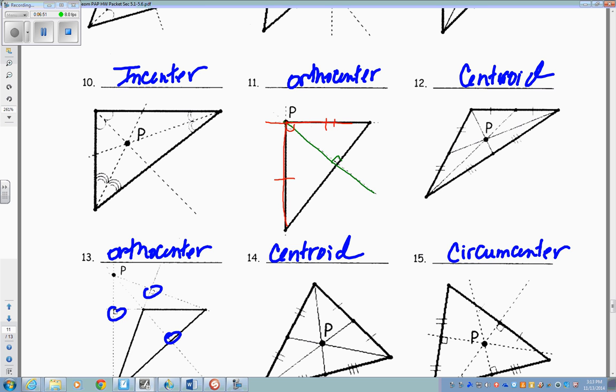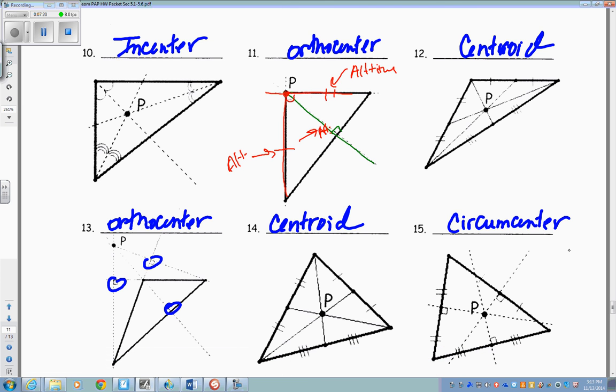This is an altitude, this is an altitude, and this is an altitude. And where they all meet is at P, where all three lines meet. That's why it's the orthocenter. That only happens with altitudes. They're only perpendicular. They do not bisect the side necessarily. They can sometimes, but it's only perpendicular.